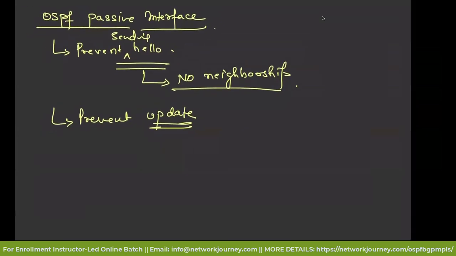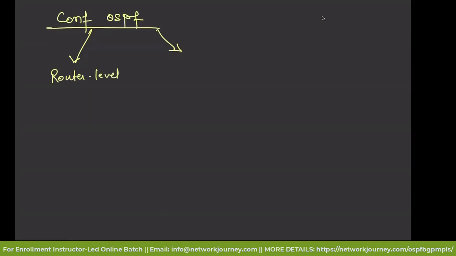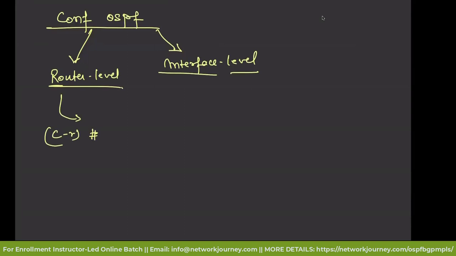Okay, so now these are some of the basic things. We do the lab today. Let's see how we are going to configure OSPF. There are two ways to configure OSPF. Can anyone tell me? Basic configuration. One is at the router level and one is at the interface level. You can enable OSPF at the router level, and you can enable OSPF at the interface level. If I talk about the router level, what is the command to configure OSPF? Router ospf.